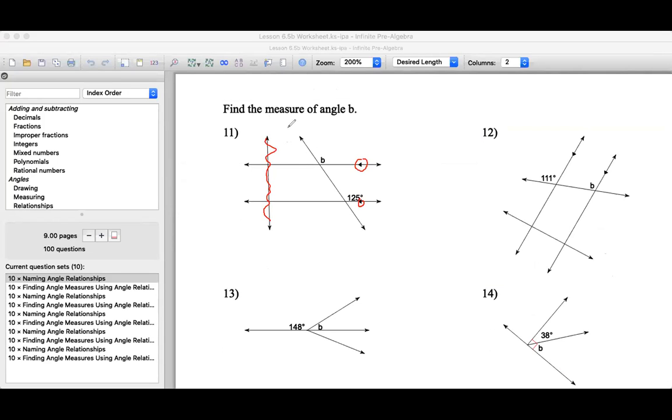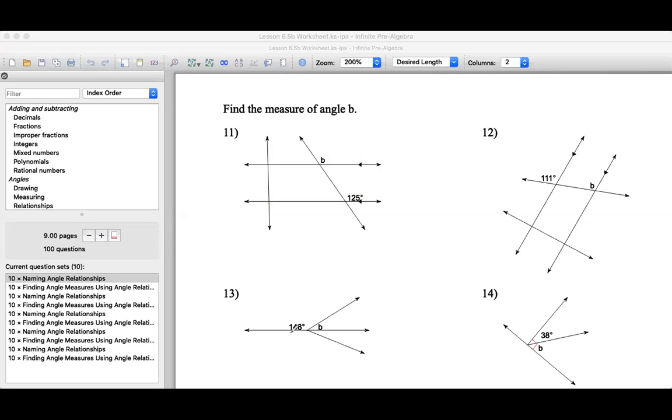So I got 2 parallel lines cut by this transversal. Once again, B is in the upper right. This angle is in the upper right. Therefore, they are corresponding angles, and we know that corresponding angles are congruent. So if this angle is 125, angle B is? 125. There you go. Is that Jace? Yeah. Okay, 125.